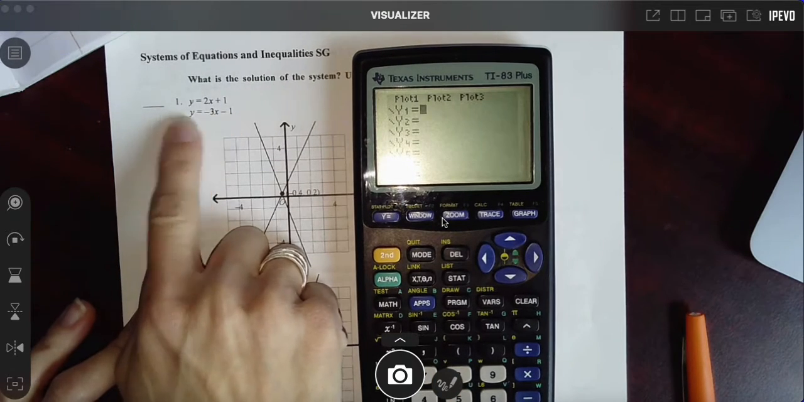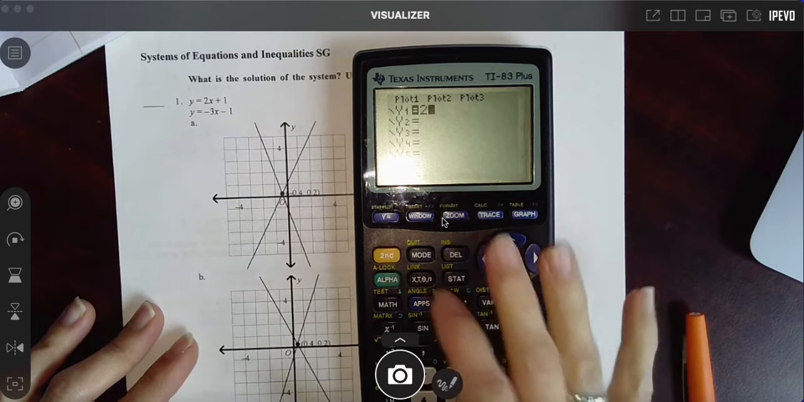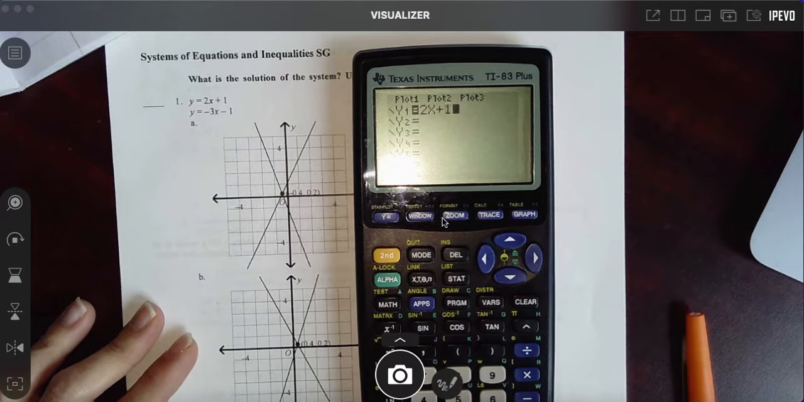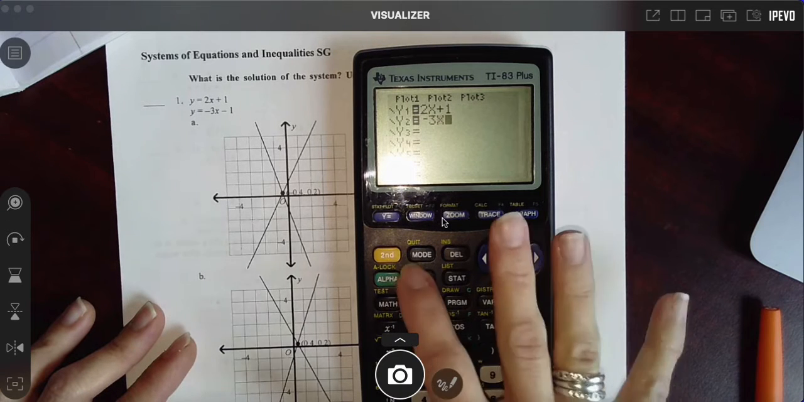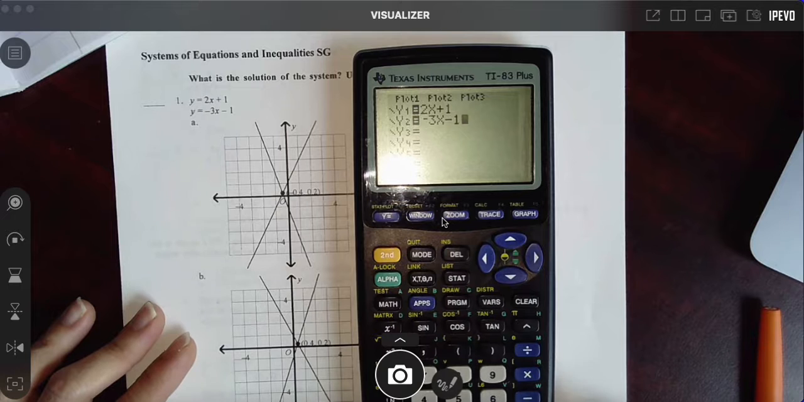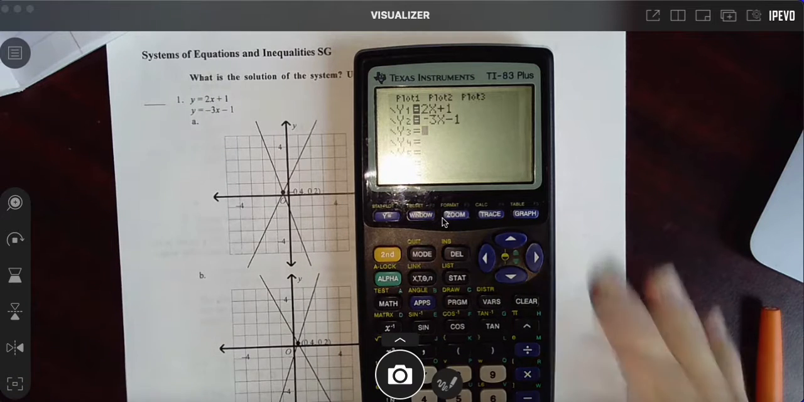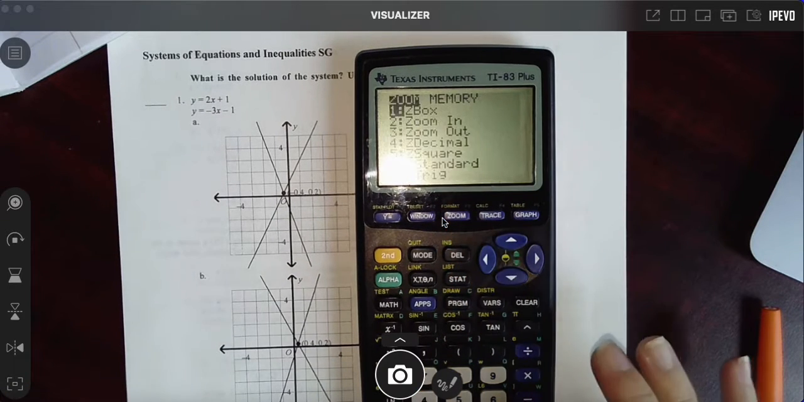So I'm just going to type in exactly what it says. 2x plus 1. Wait, I forgot what's the x. The x is this little xt. It's kind of below mode. Okay. The next one is negative 3x minus 1. Okay, those are my 2 equations. And I'm going to press graph.